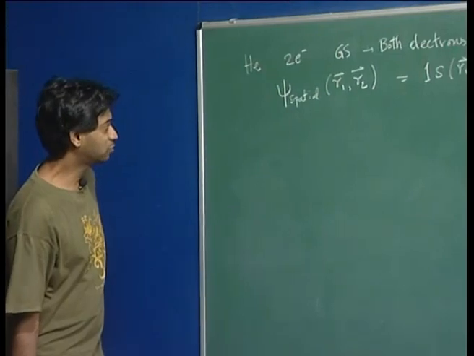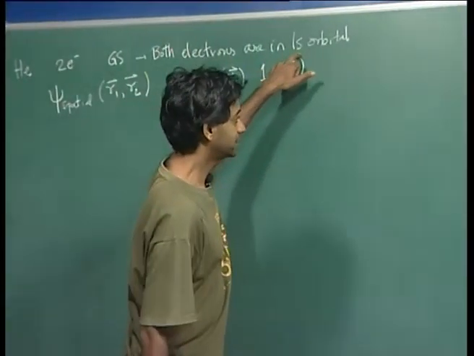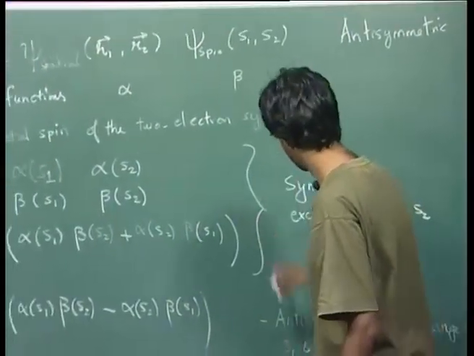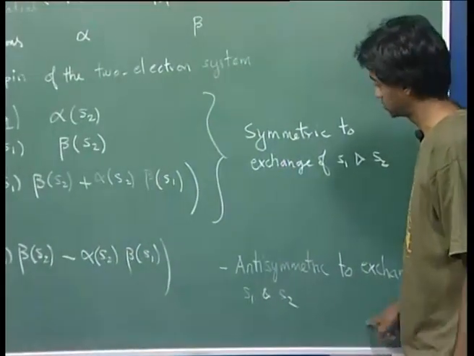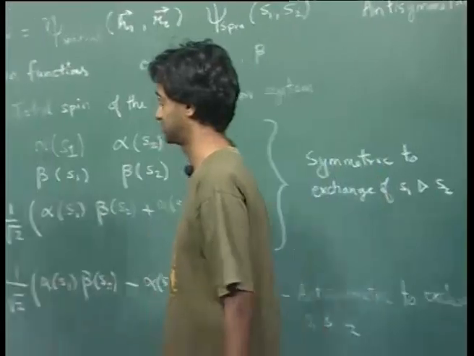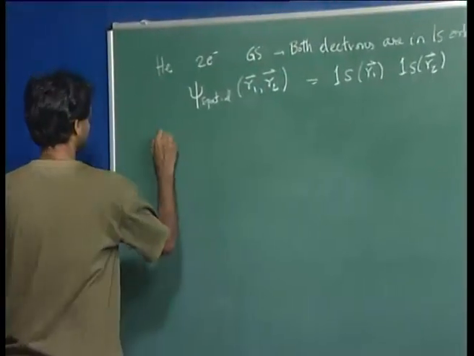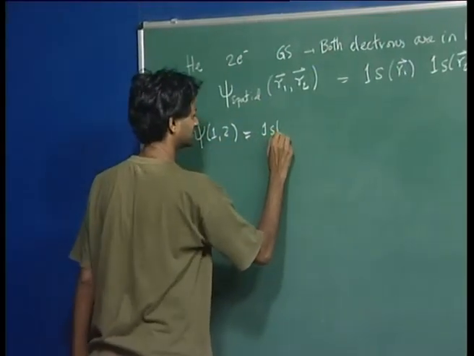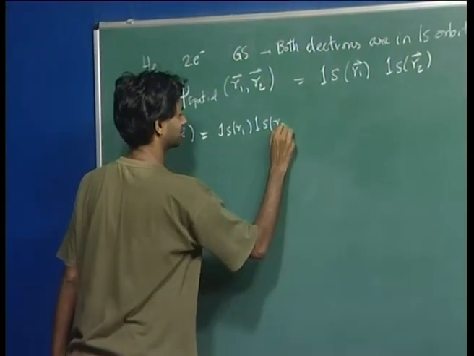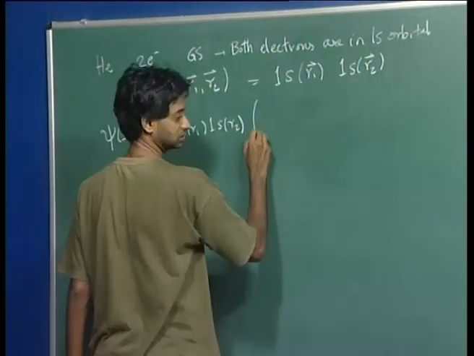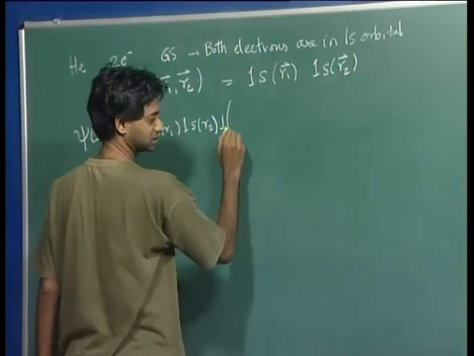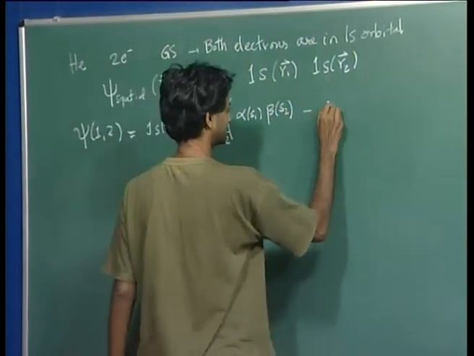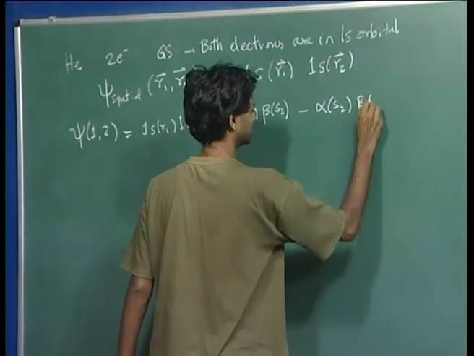Okay. Now if both the electrons are in the same spatial orbital, since the product of the wave functions has to be antisymmetric, you can immediately see that this is the only allowed spin function. So only one spin function is allowed, that is the antisymmetric spin function. So you can immediately write that psi of 1 2 is equal to 1s of R1, 1s of R2 into 1 by root 2 alpha of S1 beta of S2 minus alpha of S2 beta of S1.